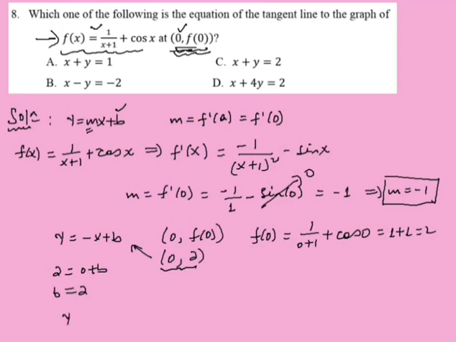So the equation of the line becomes minus x plus 2, or x plus y is equal to 2, is the equation of the line which is tangent at the given point. Therefore, our answer is C.